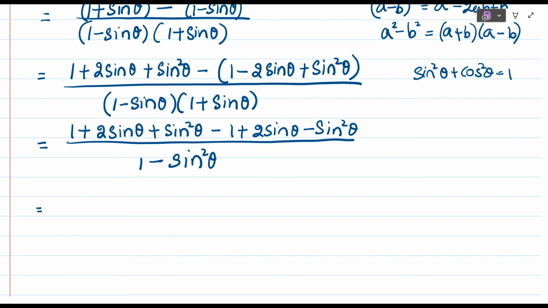So now I am transposing this sine square theta towards RHS. So what will this identity become? Cos square theta is equal to 1 minus sine square theta. So in the denominator we have 1 minus sine square theta. In place of that I am going to write cos square theta.